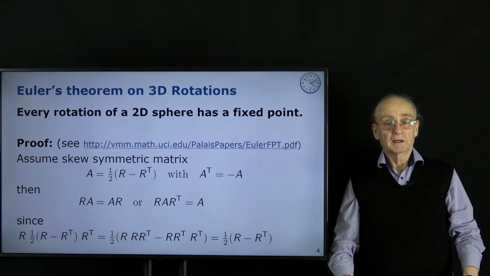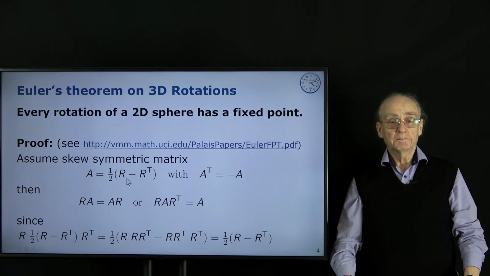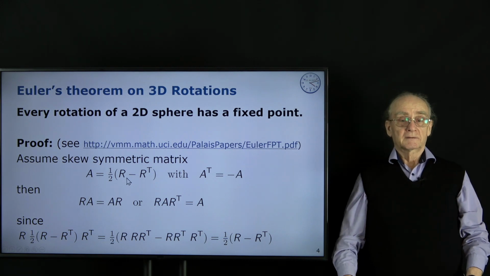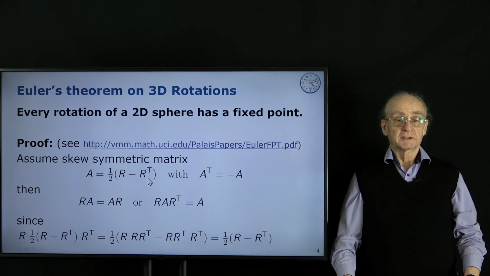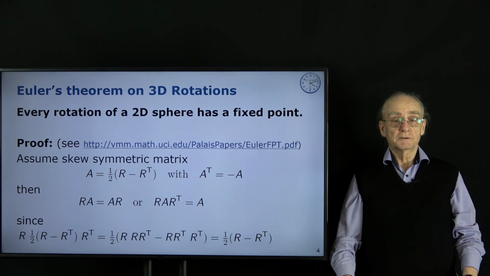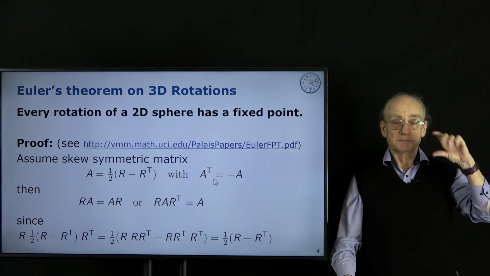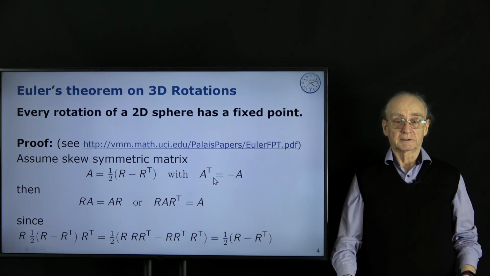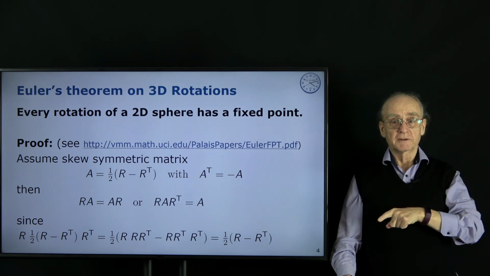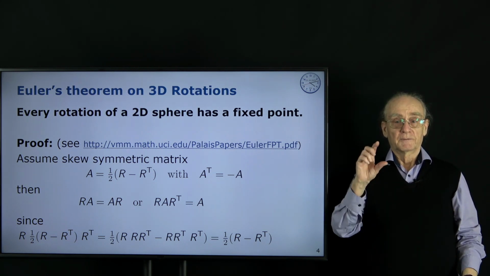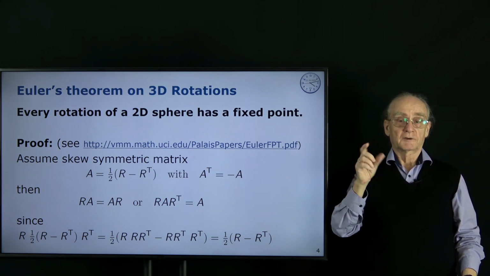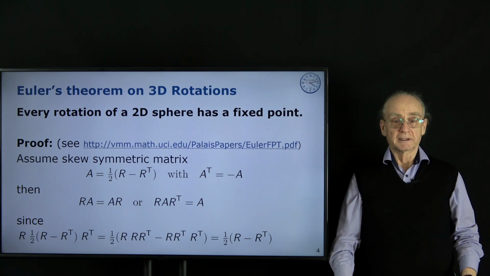Now let's assume we have a rotation matrix R. We subtract R transposed and take a half, then we get a matrix A. And we easily see that this is a skew-symmetric matrix. What is a skew-symmetric matrix? It's a matrix where if we transpose it, we get the negative matrix. So it has zeros on the diagonal, and the off-diagonal elements have different signs for corresponding entries.